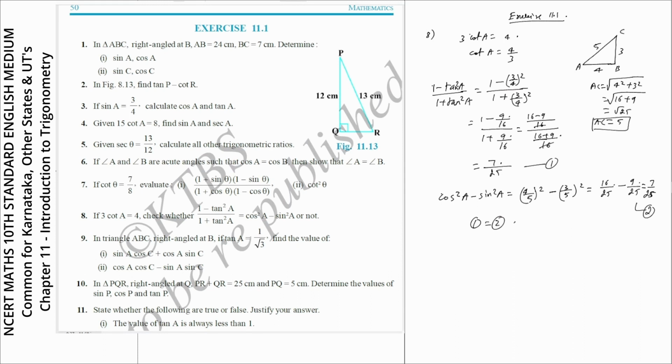That means (1 minus tan square A) by (1 plus tan square A) is equal to cos square A minus sin square A.